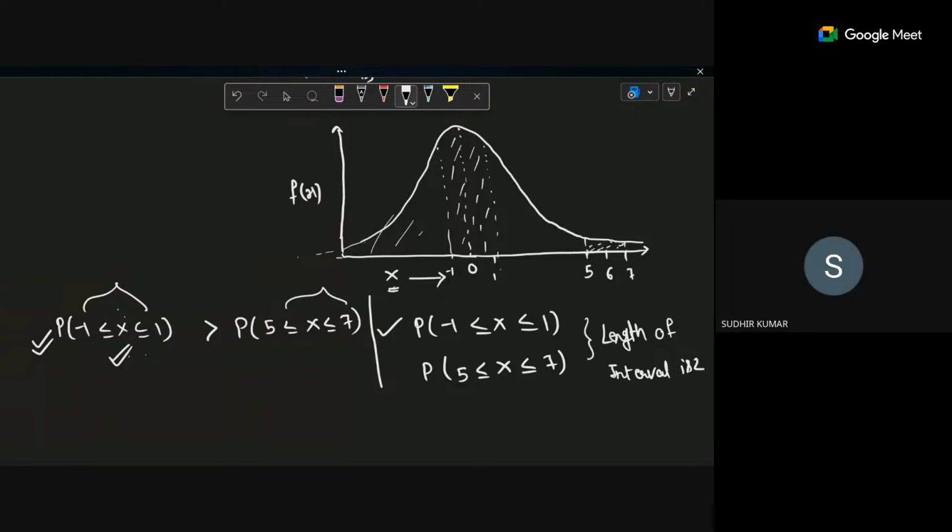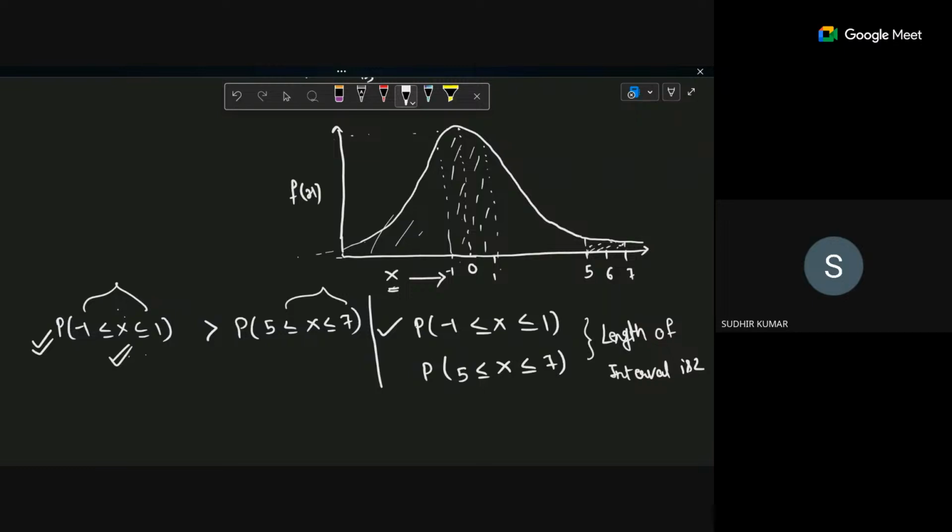Is it having more density, or is it having more occurrences? Occurrences, because the area is different. And why can I say more occurrence? Because the length of the interval is the same for both of these intervals, but the height it is gaining is different. So it's occurrence only.